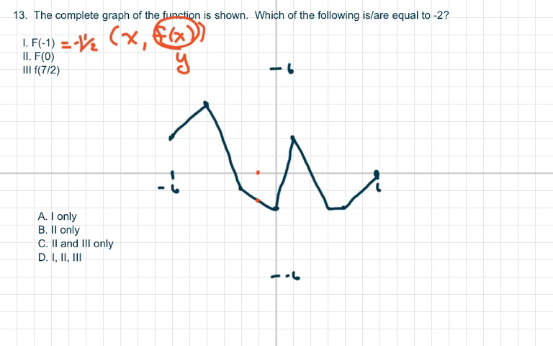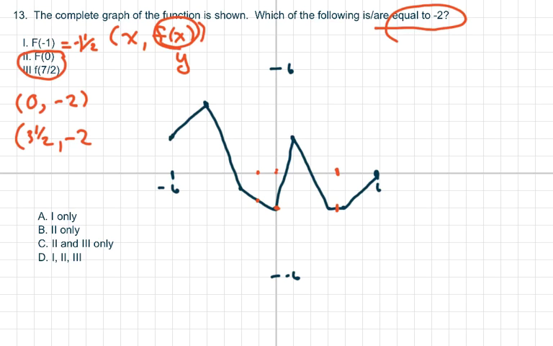All right, f of 0, you go here. So when x is 0, y is negative 2. And when x is 7/2, it's like 3.5. So we go where x is 3.5, about here, and we get also negative 2. So these are the only two that go to negative 2, which is answer C.